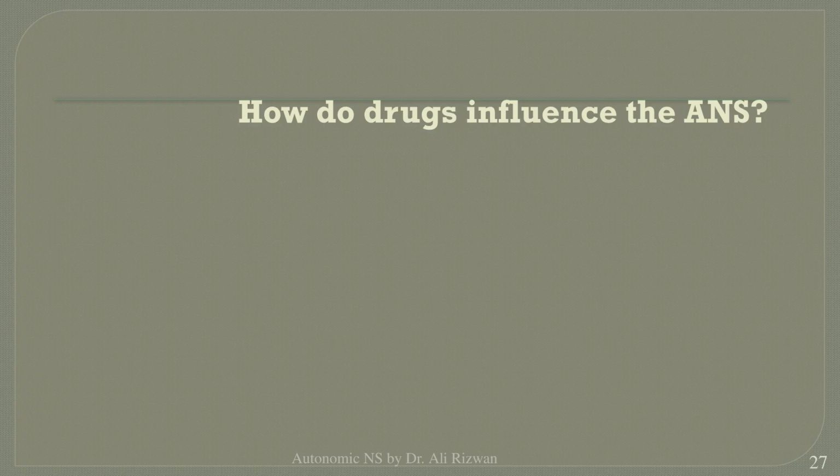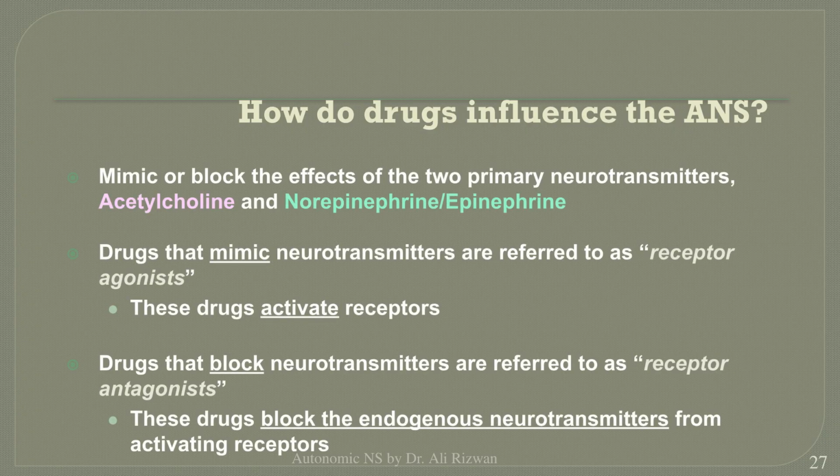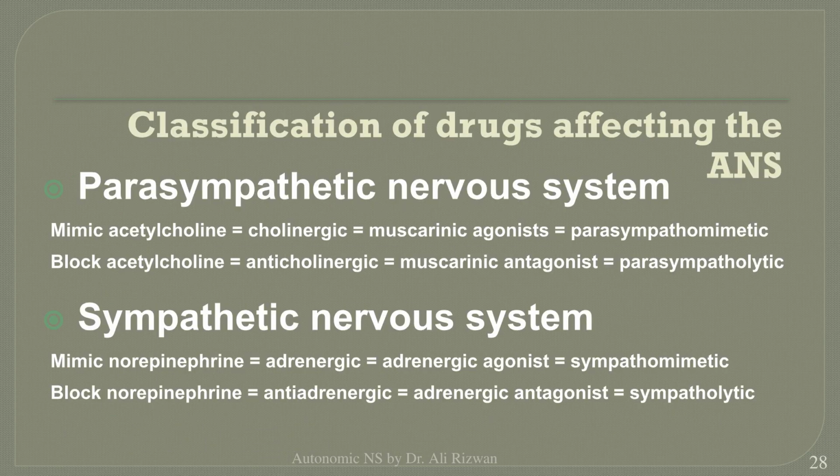Drugs can influence the autonomic nervous system by mimicking or blocking the primary neurotransmitters, acetylcholine and norepinephrine. Agonists are drugs that mimic and activate receptors, while antagonists are drugs that block them. This classification summarizes how different drugs affect the autonomic system, distinguishing between agents that are cholinergic or muscarinic for the parasympathetic system and adrenergic for the sympathetic system.